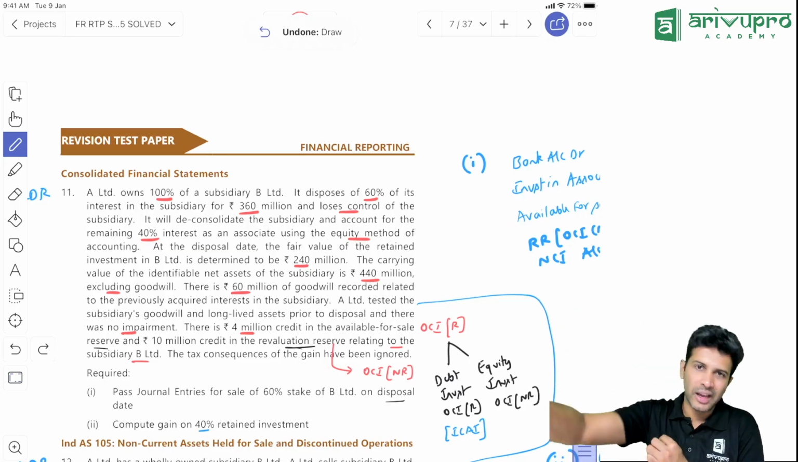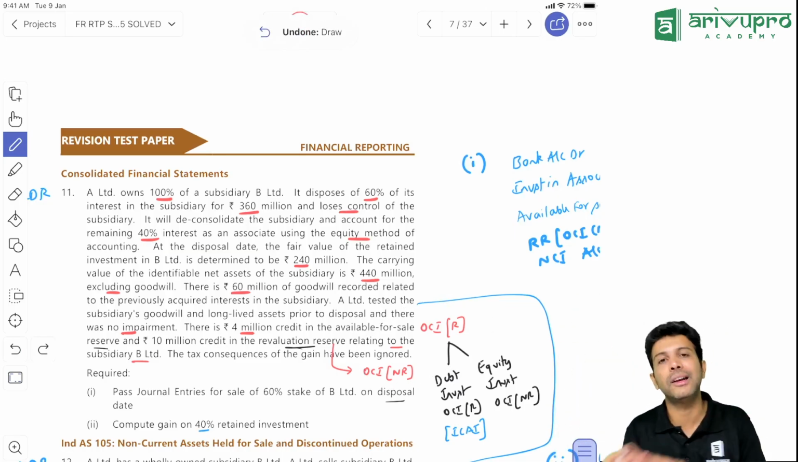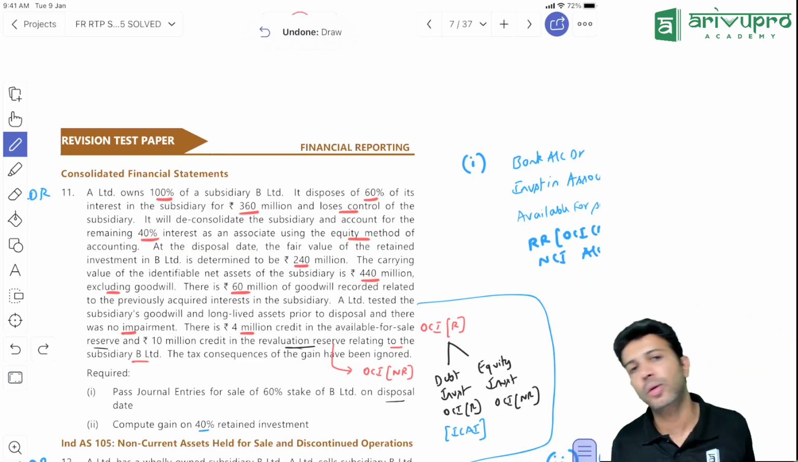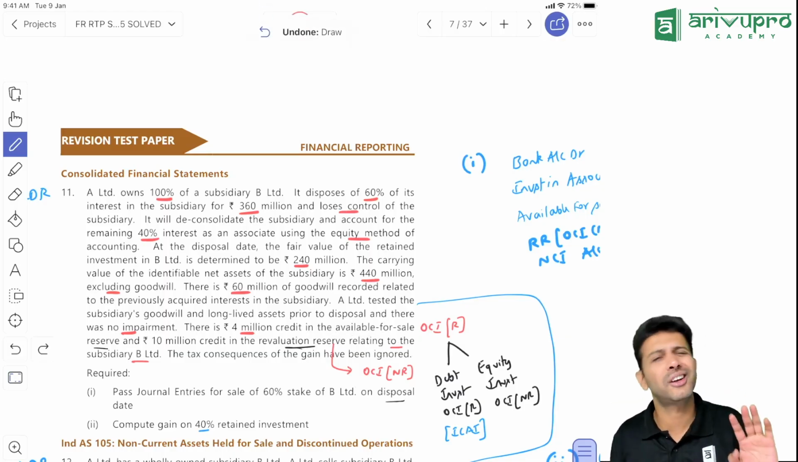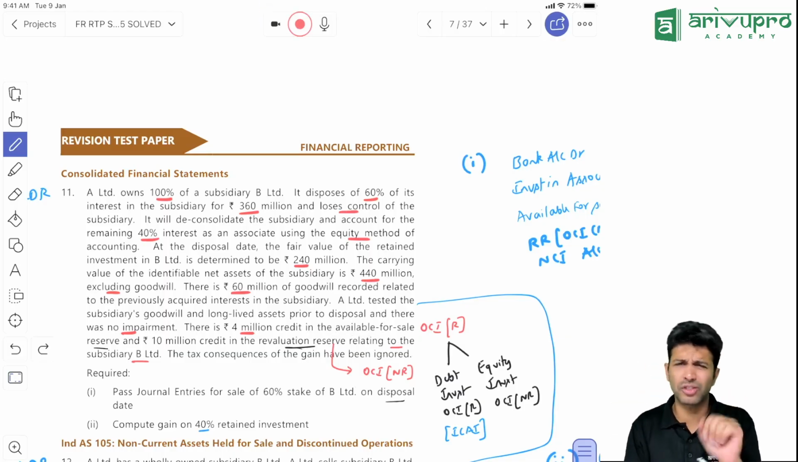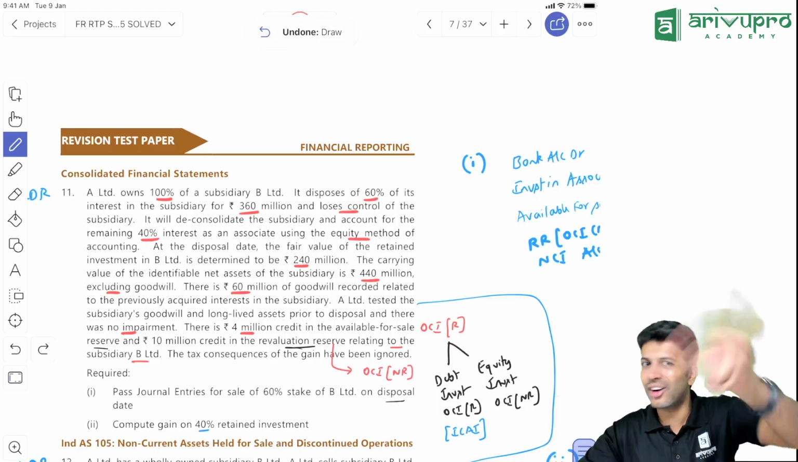As long as we have control, we will show all this. Once we have lost control, from OCI we'll have to release. OCI R will be released into P&L. OCI NR component will be released into retained earnings. We have done such questions also in our regular class. Basically, this adjustment used to come a lot in associate. We used to record and release it, right?